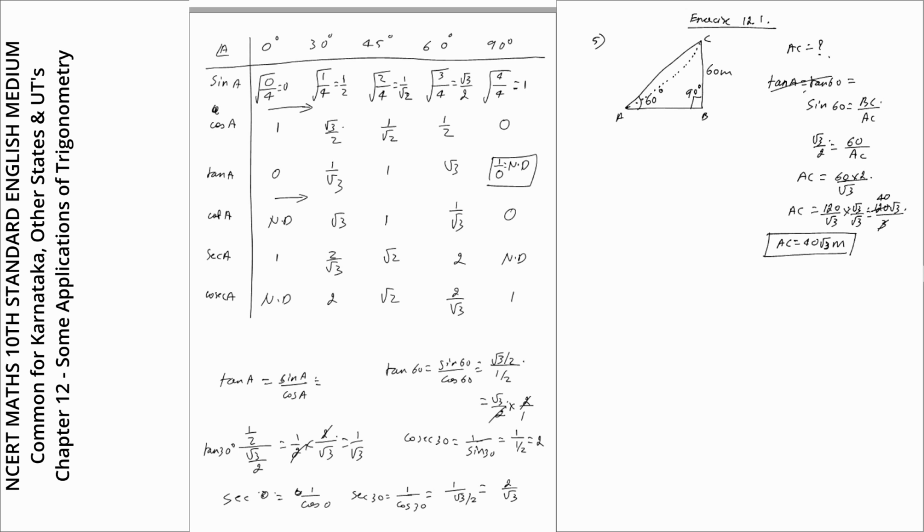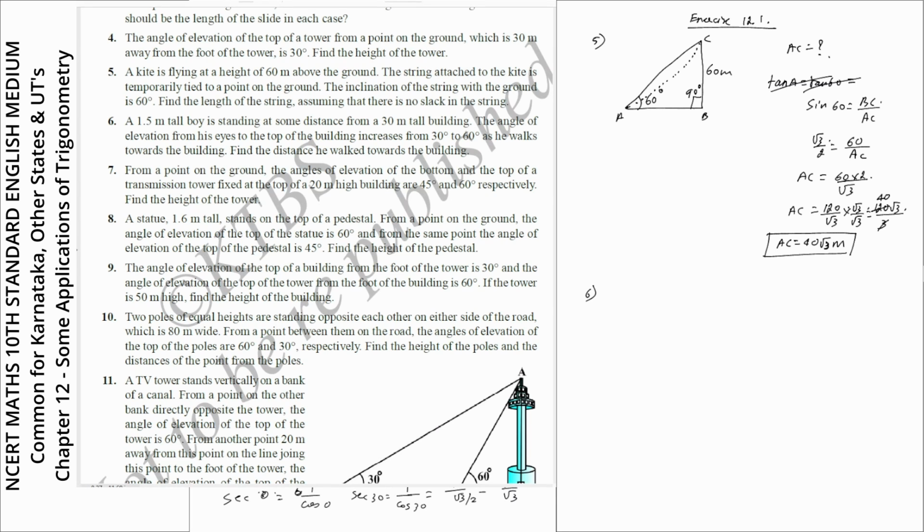So exercise 12.1, question number 6. A 1.5 meter tall boy is standing at some distance from a 30 meter tall building. The angle of elevation from his eyes to the top of the building increases from 30 degree to 60 degree as he walks towards the building. Find the distance he walked towards the building.